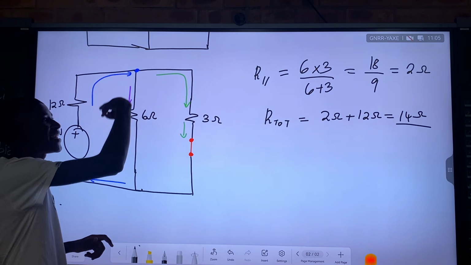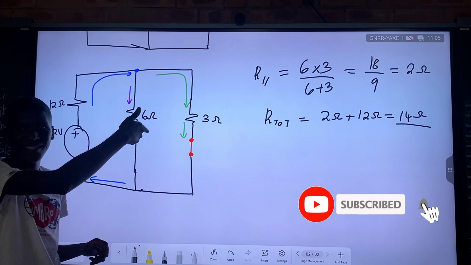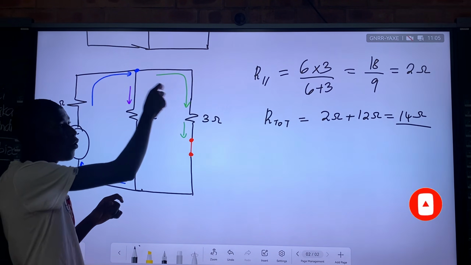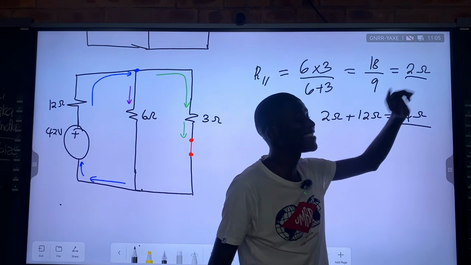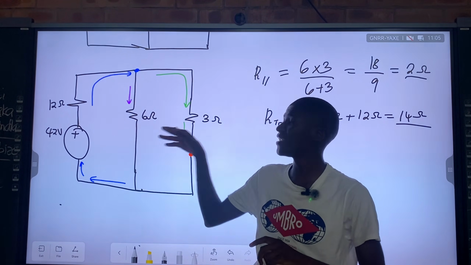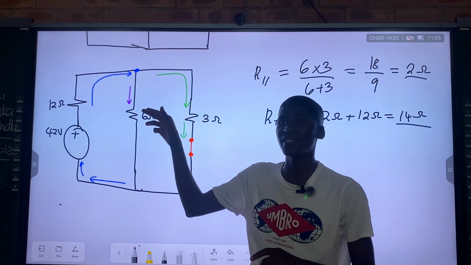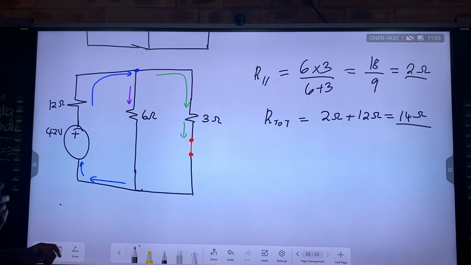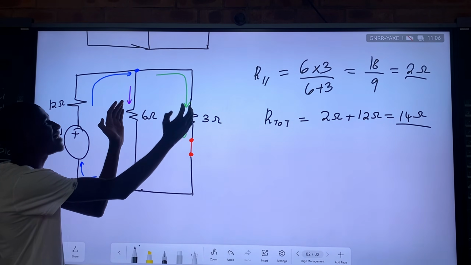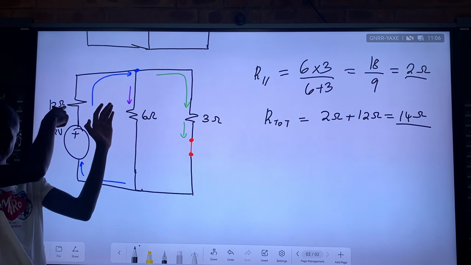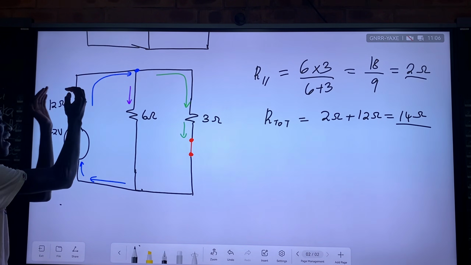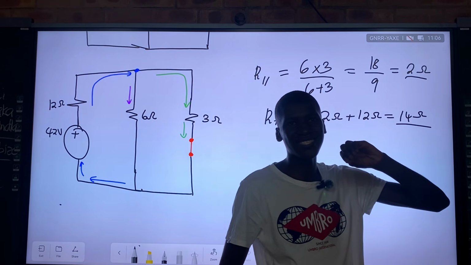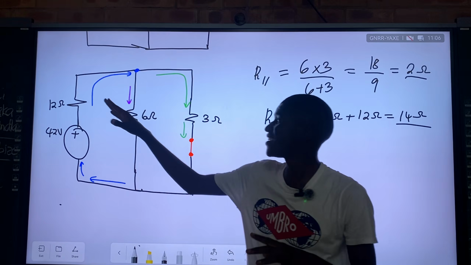These two are in parallel, so to find their effective resistance, we combine them into one resistor. If it is one resistor, their effective resistance is 2 ohms, right? Yes, that's the effective resistance. This effective resistance is in series with this 12 ohms resistor. That's why we are adding them together, to find the total resistance of the circuit.